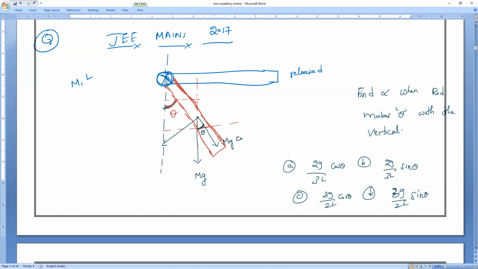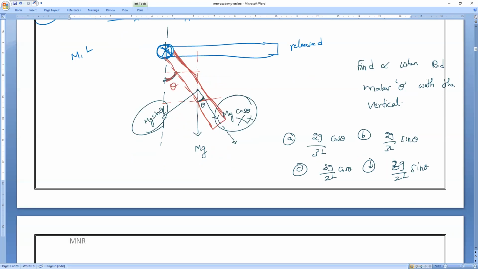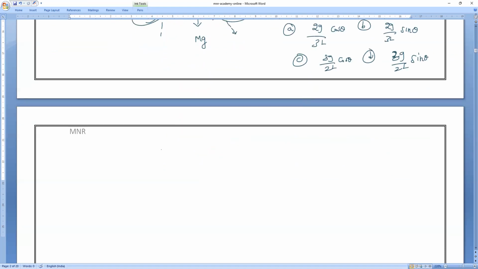Then here is theta, so this will become mg cos theta, and the opposite one will become mg sin theta. Now mg cos theta is acting along the rod, parallel to it, so this is of no use. This effect is zero. So which effect is only existing? Mg sin theta, and the distance from the center of mass is L by 2. Understanding? So tau equals r into F. I into alpha equals L by 2 into what is the F? Mg sin theta.